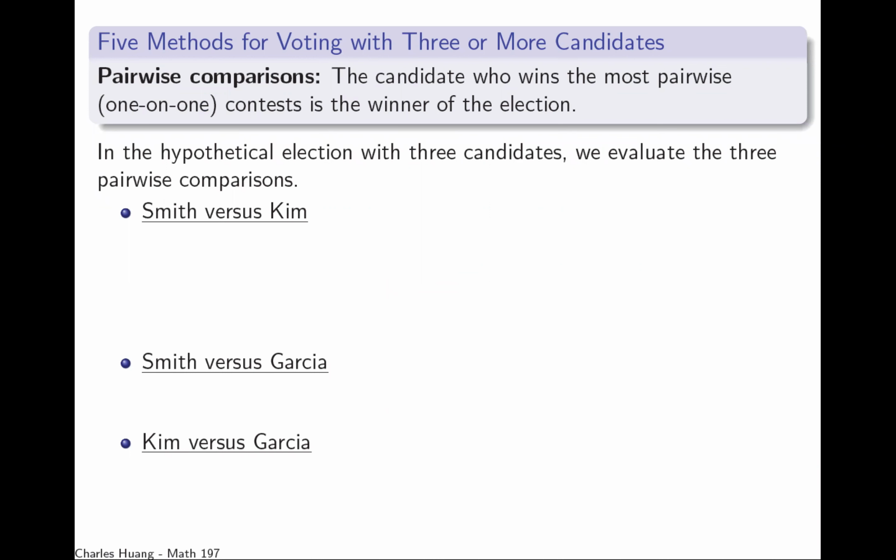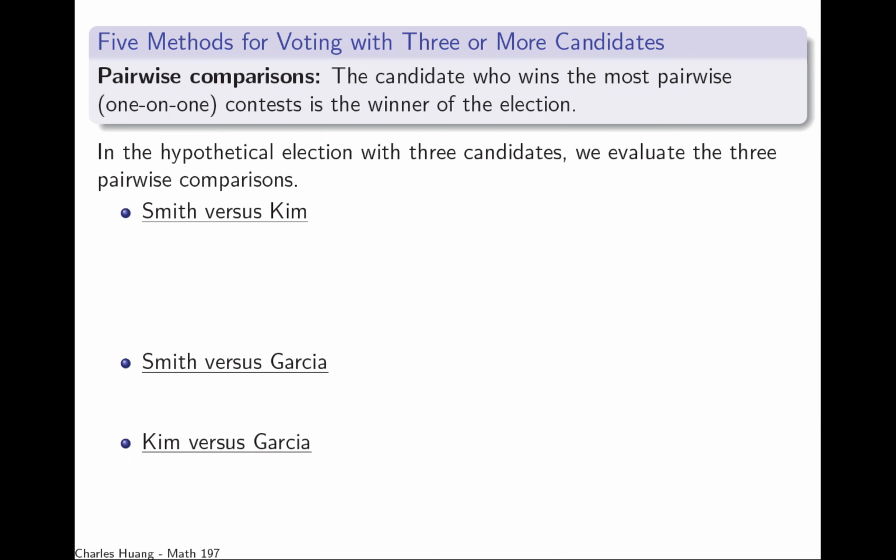Finally, the last method is called pairwise comparison. We have to compare each candidate one-on-one. It's a little bit like determining which team in the league is the best team. What you will do most of the time is have each team play each other one time. And you'll find out who has the most number of wins. The team with the most number of wins wins the competition.